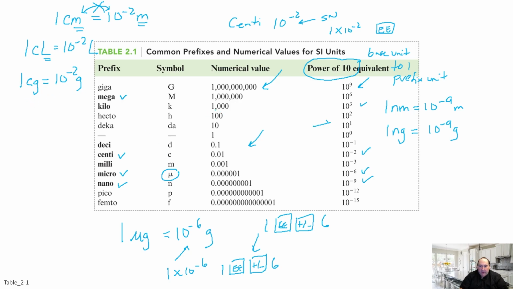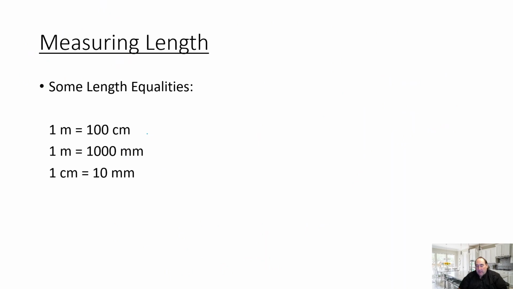What we see over here is how much there is in the base unit to one of the prefix units. And again, super important that you understand how to do that. Continuing on, talking a little bit more about length. These are, I would say, some of the popular, very common length equalities.